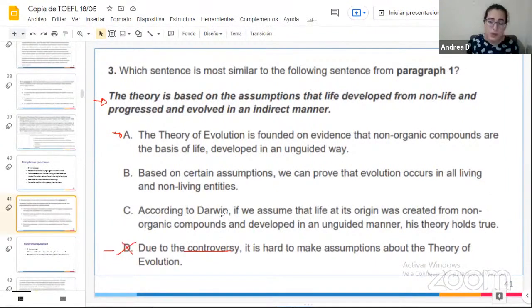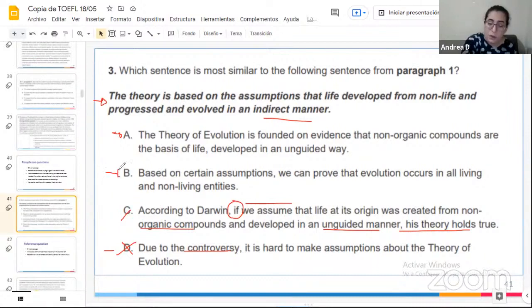Now, option C, it is tricky. At the beginning, when I first read this, I thought it could be C as well, because it has some good synonyms like unguided matter, inert matter, organic compounds, non-organic compounds would be non-life. But the thing with C is that it has a different structure. It's adding something that we don't have in our original sentence. Like, if we assume this, then his theory holds true. How do we know? How can we prove that his theory holds true if we do this? So it's a different thing. It's a different structure, and it has something that the original sentence doesn't have. So it couldn't be C either.